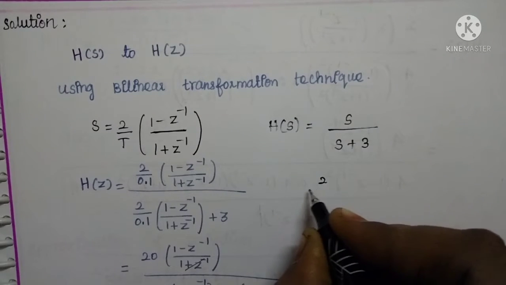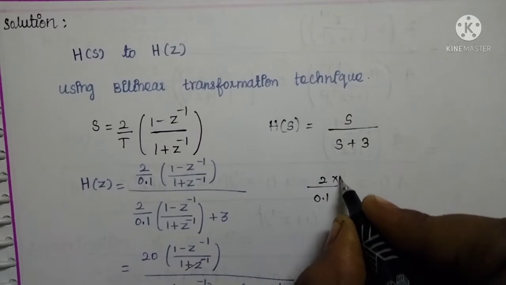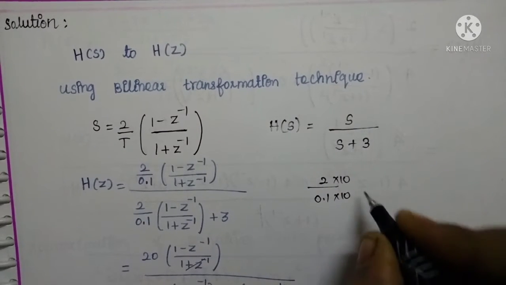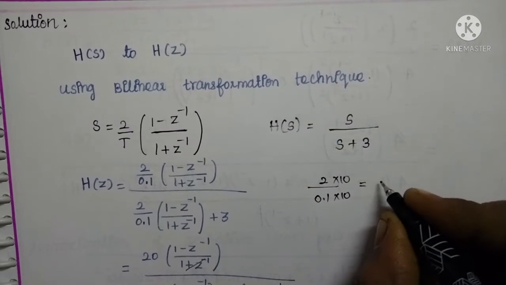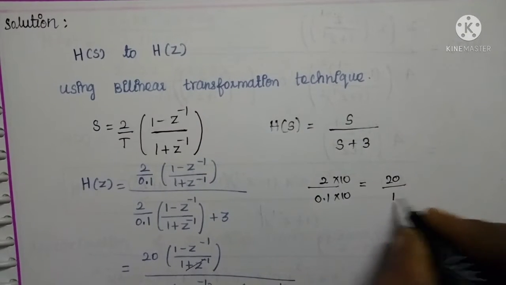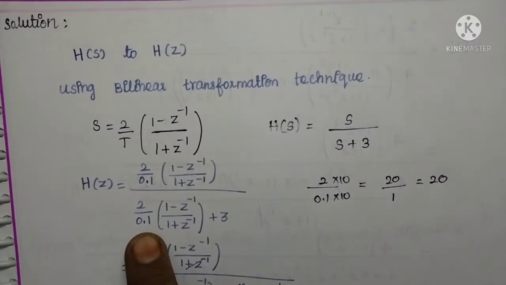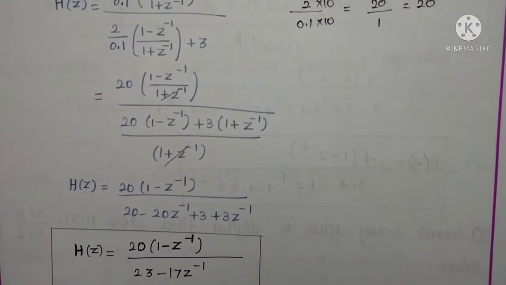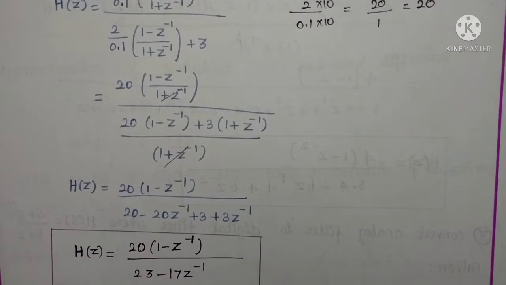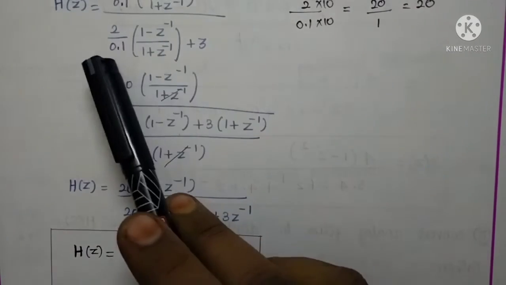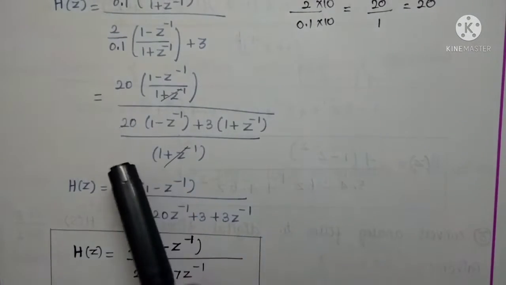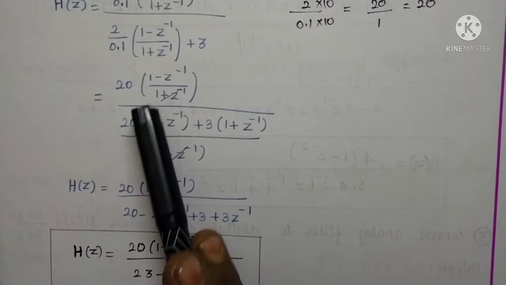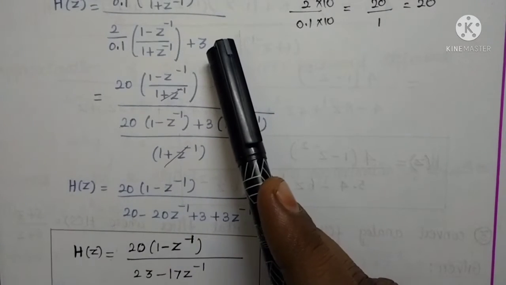So 2 divided by 0.1, you just multiply it by 10. So 0.1 into 10 we will get 1. So 20 divided by 1, answer is 20. So here we have replaced 2 divided by 0.1 as 20. So 20 into 1 minus Z inverse divided by 1 plus Z inverse, divided by 2 by 0.1 has been replaced by 20 into 1 minus Z inverse by 1 plus Z inverse plus 3.